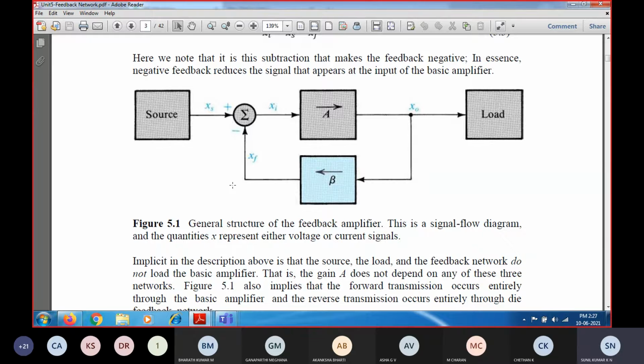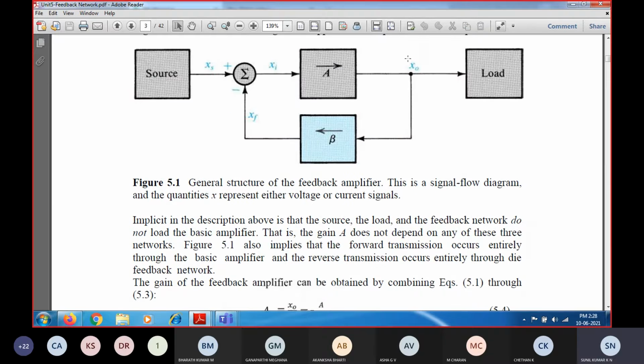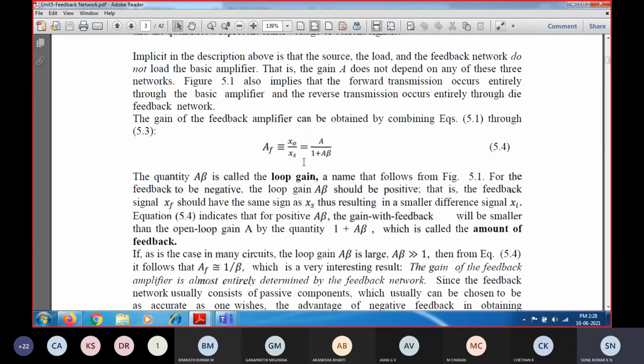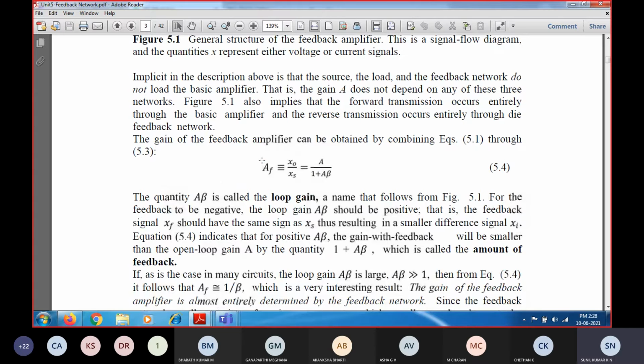The gain is going to be reduced, and we have obtained the gain expression in the previous class, which you can see over here. This is the gain with feedback. The gain is nothing but the output signal to the input signal source, X0 by XS. Upon employing the feedback network, the gain you get is considered the gain with feedback and denoted as AF, A suffix F.